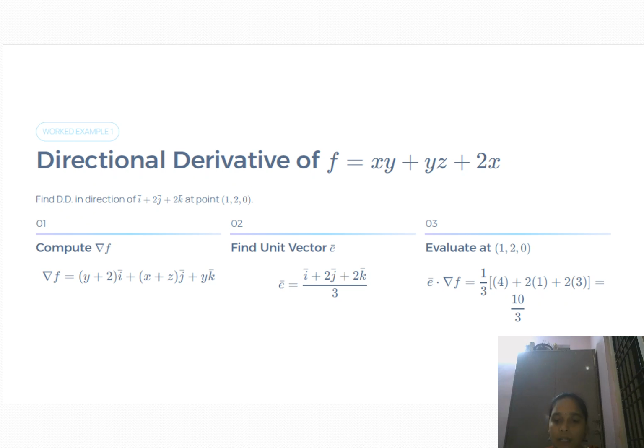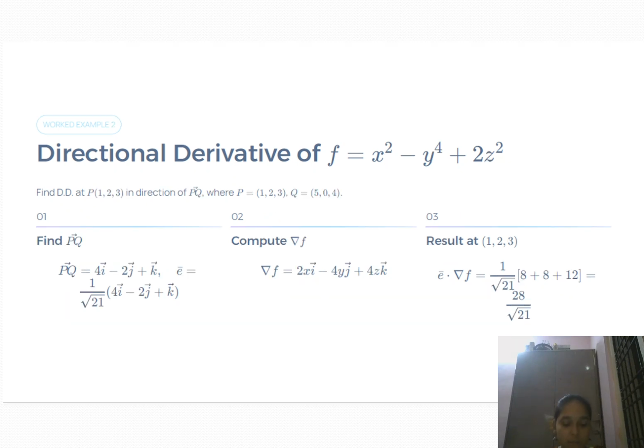If we substitute e bar dot del f bar, we get the final solution: 1 by 3 into (y plus z plus 2 into (x plus z) plus 2 into (y plus x)). This is the final directional derivative. So if we substitute the point 1, 2, 0 as mentioned in the question, we get 10 by 3. This is the answer for the above problem.